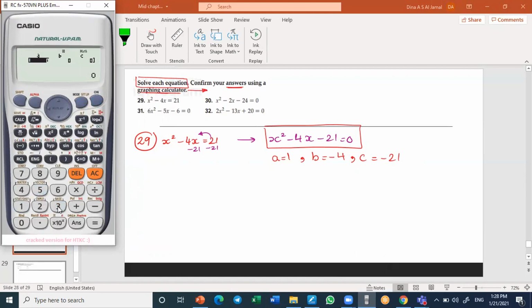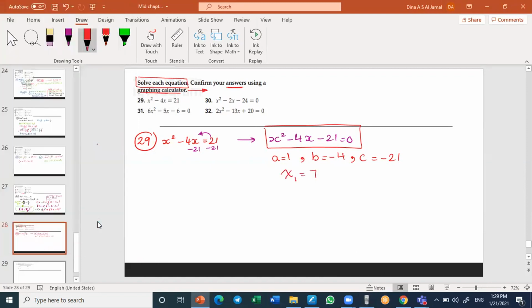Good. Now let's go to the calculator. So a is equal to 1, b is equal to minus 4, c is equal to minus 21. Now let's see the answer. It is 7 and minus 3. So x1 is 7, x2 is minus 3. That means these are your solutions.